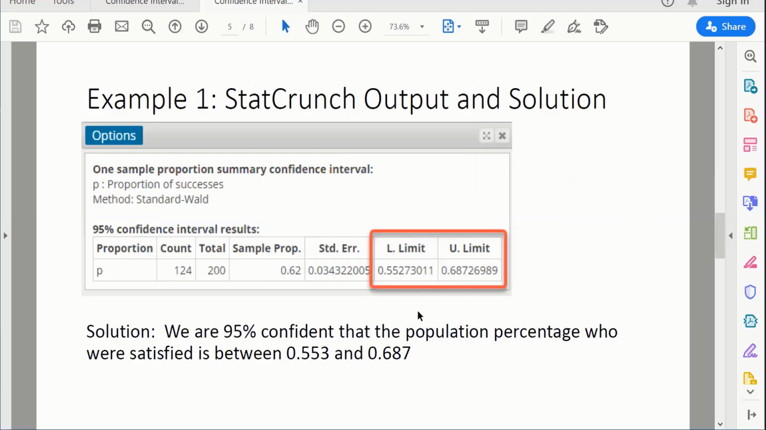And we'll get the lower limit and the upper limit just like before. They'll tell you it's a proportion p, it's 95%, what the x is, what the n is, so the count over the total, and then they actually find you p hat and the lower limit and the upper limit. So we're 95% confident that the population proportion who were satisfied is between 0.553 and 0.687.